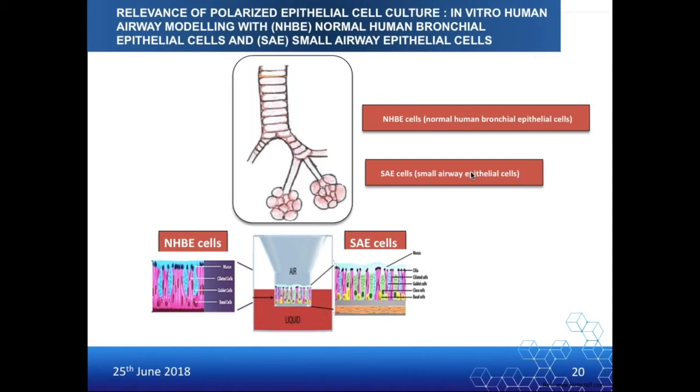On the one hand, normal human bronchial epithelial cells, which are coming from the upper respiratory tract, or small airway epithelial cells coming from the lower respiratory tract. And these cell types differ in that NHBE cells do have goblet cells, which produce the mucus, while small airway epithelial cells do also have goblet cells, but in addition, they express the Clara cells, or nowadays called club cells, and therefore we use those two models to add our immune cells there.